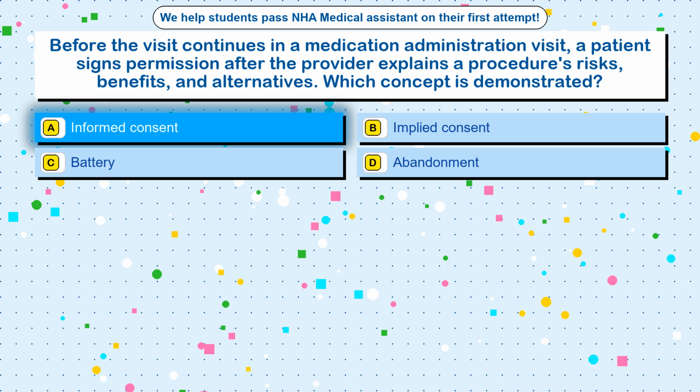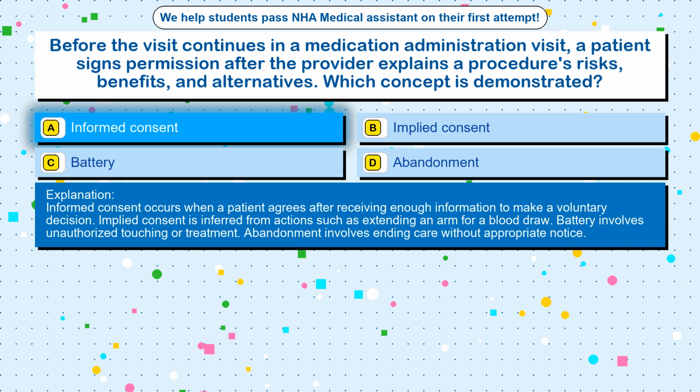Informed consent. Informed consent occurs when a patient agrees after receiving enough information to make a voluntary decision. Implied consent is inferred from actions such as extending an arm for a blood draw. Battery involves unauthorized touching or treatment. Abandonment involves ending care without appropriate notice.